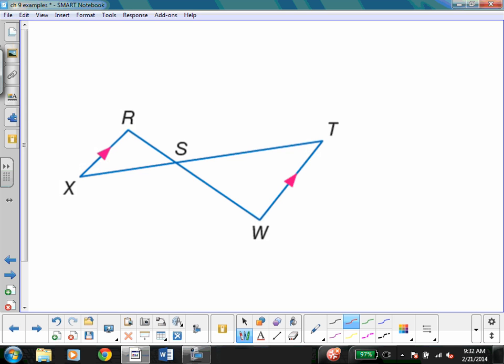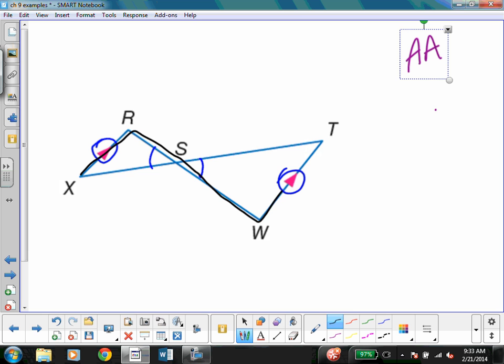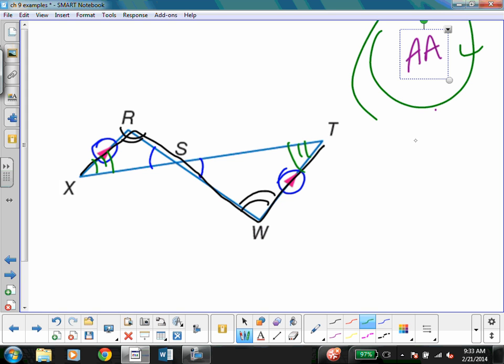Now comparing these two, I don't have any side measurements at all. So the only way I can prove that these two triangles are the same is to use angle, angle. I have a pair of vertical angles here, so I know that they're congruent. And these two sides, XR and WT, are marked parallel, which means that all the parallel line properties apply. I notice right away that I can create my Z shape and find alternate interior angles. Since two angles in this triangle are the same, the third angle also has to be the same. So yes, they are similar because of angle, angle.